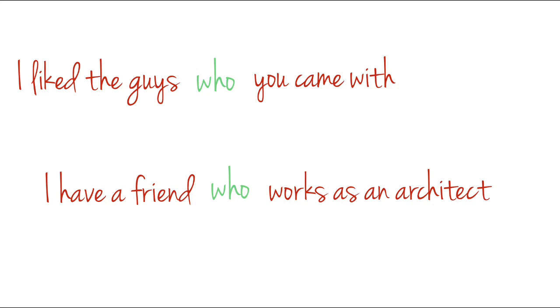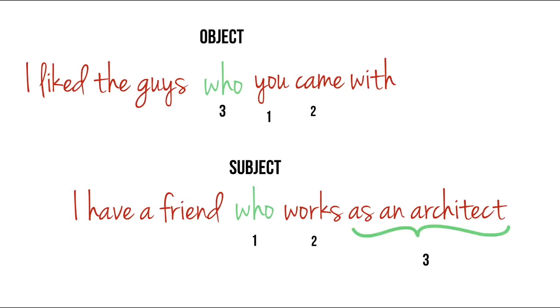Now let's take a look at the pronoun who. I like the guys who you came with. And let's compare it with the sentence, I have a friend who works as an architect. So the same thing about omitting the pronoun happens with who. In the first sentence, who is the object, and in the second sentence, who is the subject. So you can remove the object who from the sentence, but never remove the subject who from the sentence.